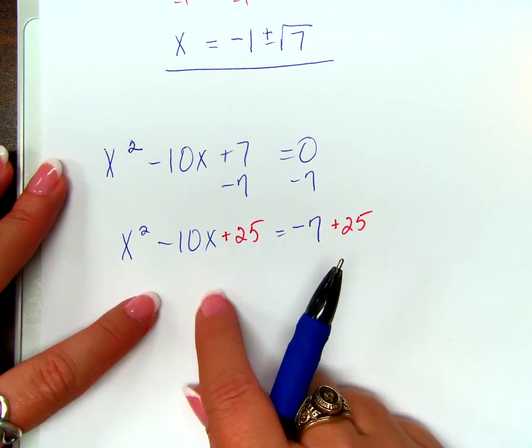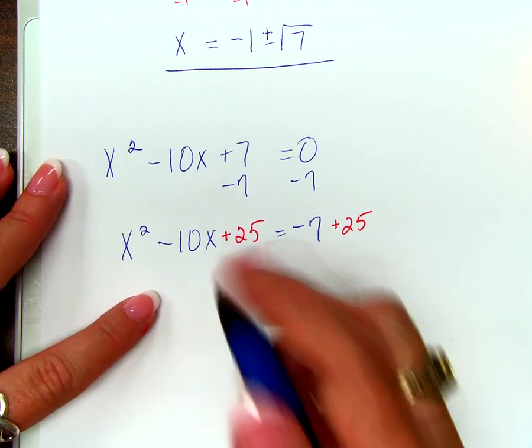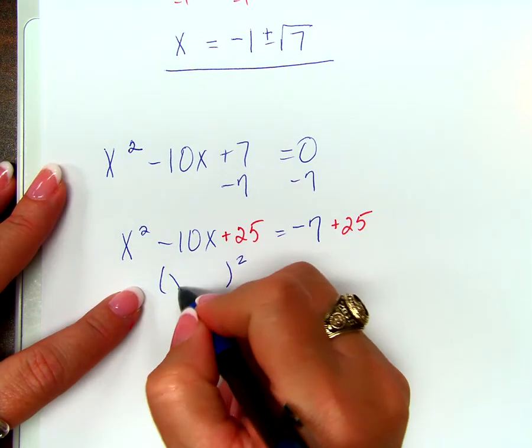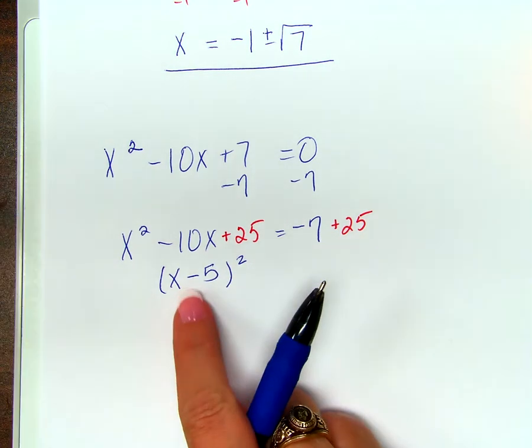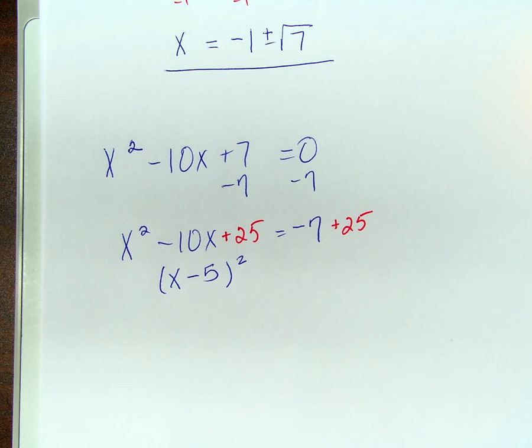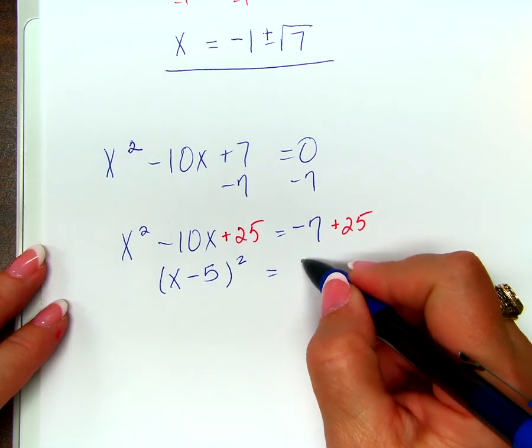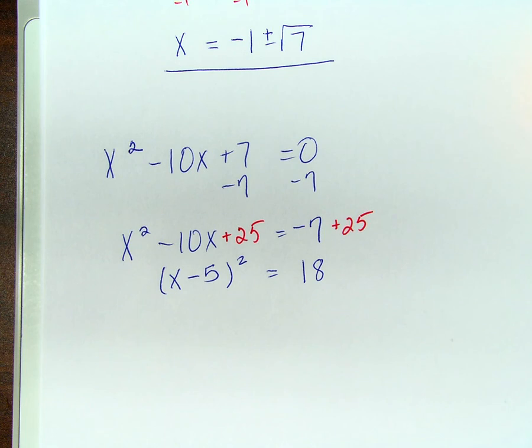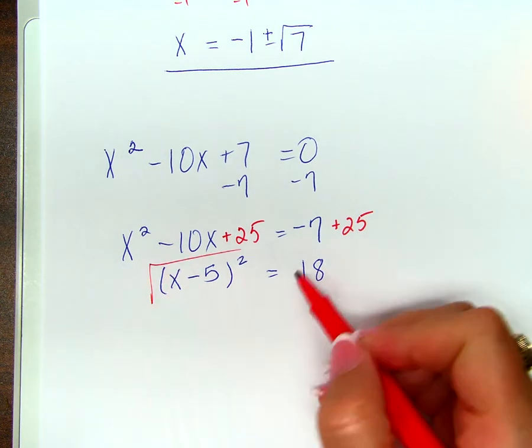For my trinomial, I go to my what? Binomial. What's my binomial? X minus 5. That's when the negative comes into play right here. Equals what? Negative 18. Try one more time. I mean 18. Yep. Regular 18. How do I solve this? Square root. Square root.